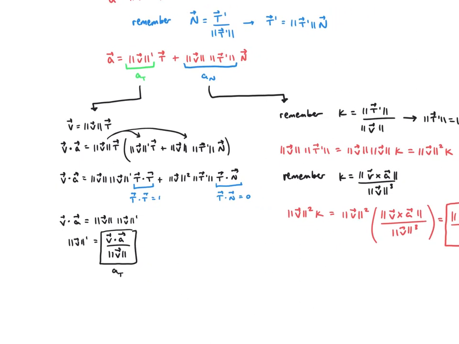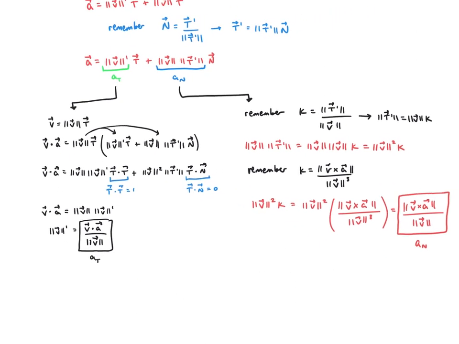Now when you compare these two, they're really similar, which is actually kind of helpful when it comes to memorizing these formulas, because the tangent component is simply V dot A divided by the magnitude of V, and the normal component is the cross product of V and A. Now we have to take the magnitude because it's a number, divided by the same thing. And so they're very similar, but they're the two different components of acceleration.